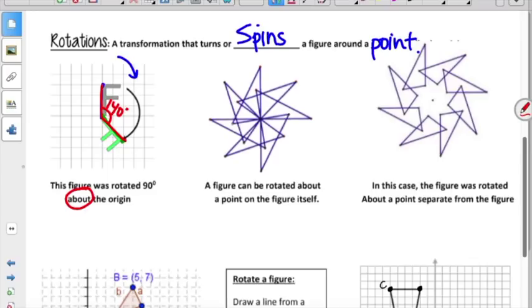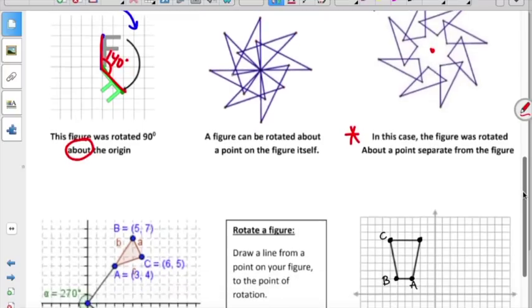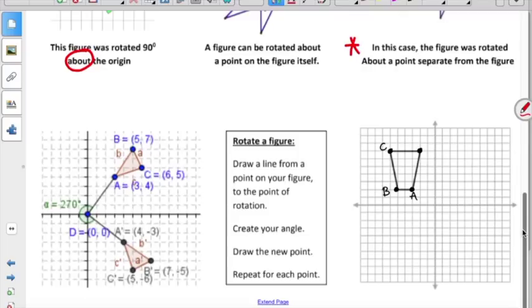Here's another way to think about rotations. You have your image and your pre-image. We can tell which is which because the pre-image has our apostrophes. So the green one is our image, and the red one is our pre-image, what we started with. And we can take point A and point A prime and draw the lines. So we're going to start with point A, draw a line to the point of rotation, the origin, and then take A prime, do the same thing, and we're going to look at that angle that's created.